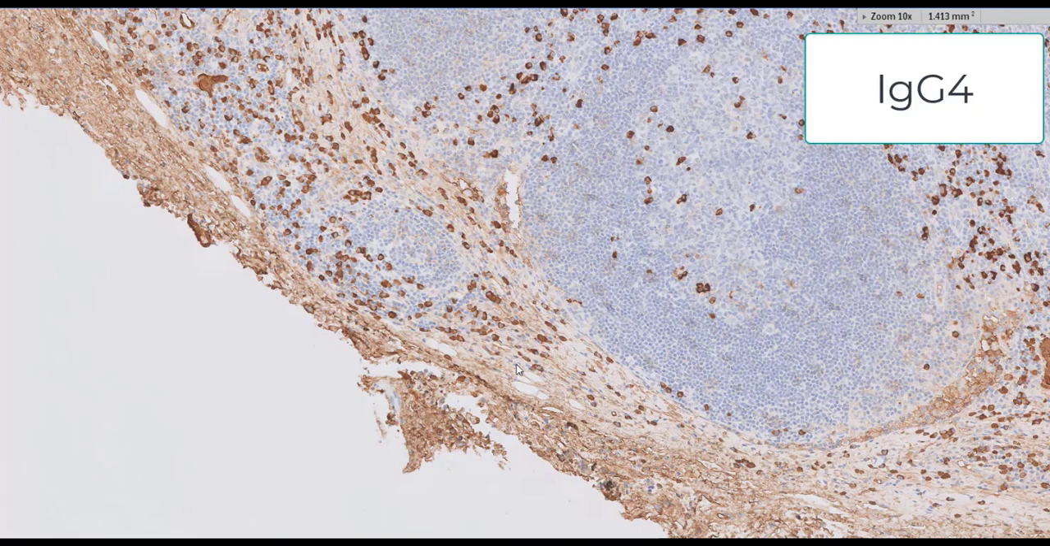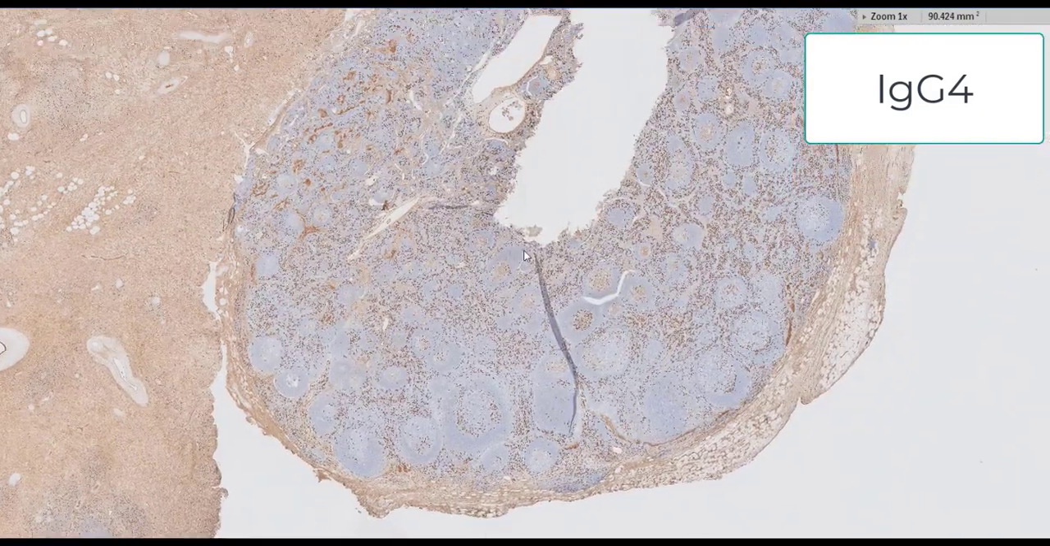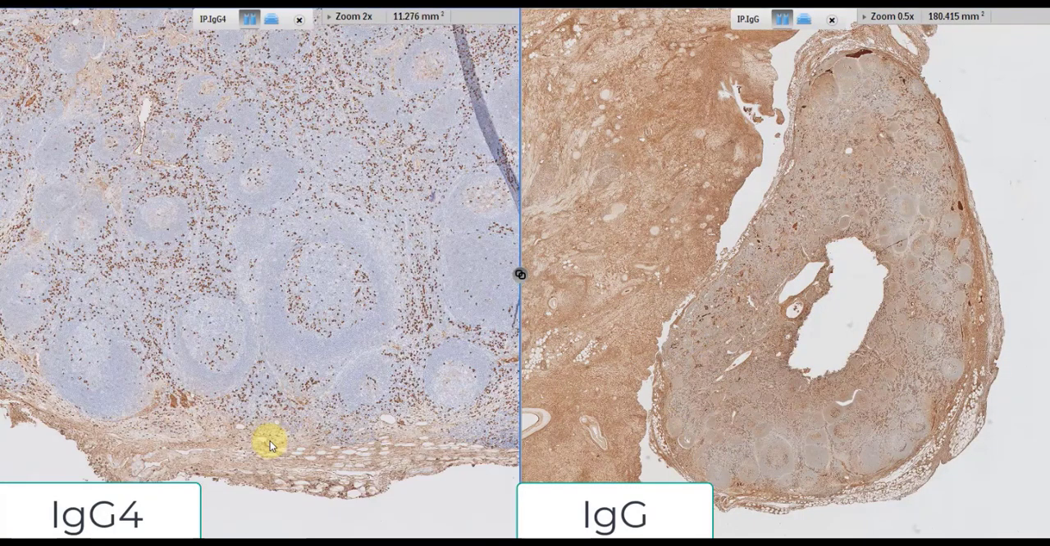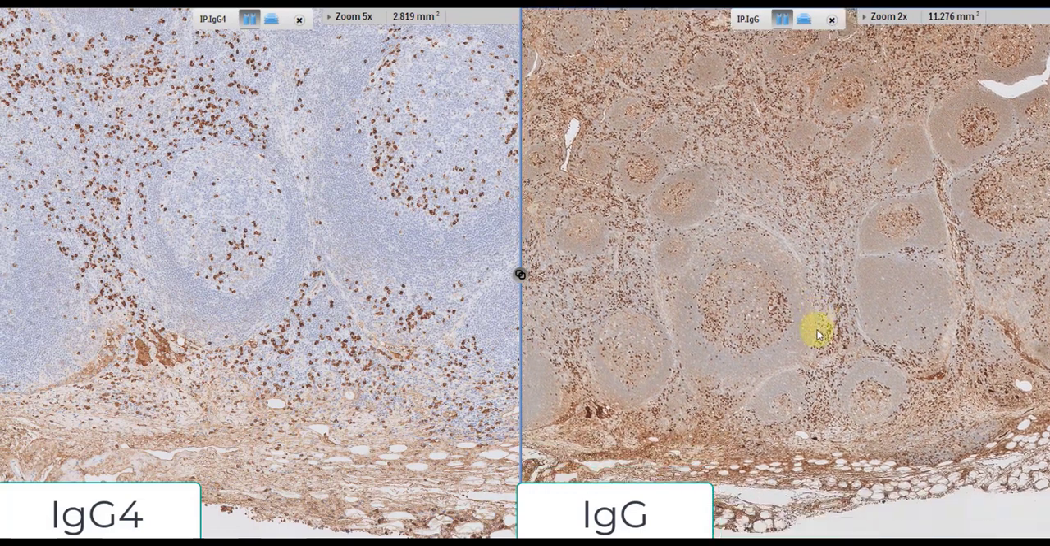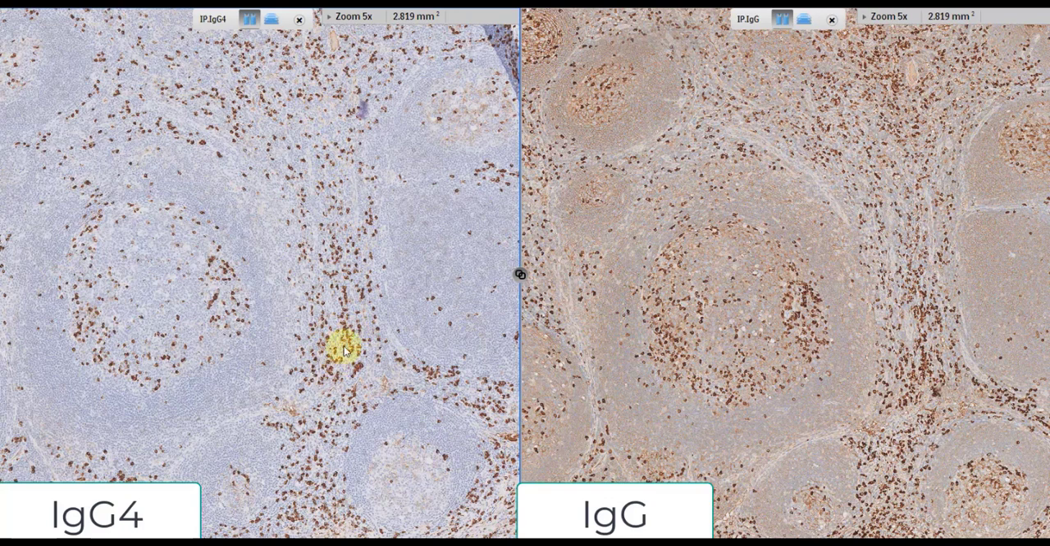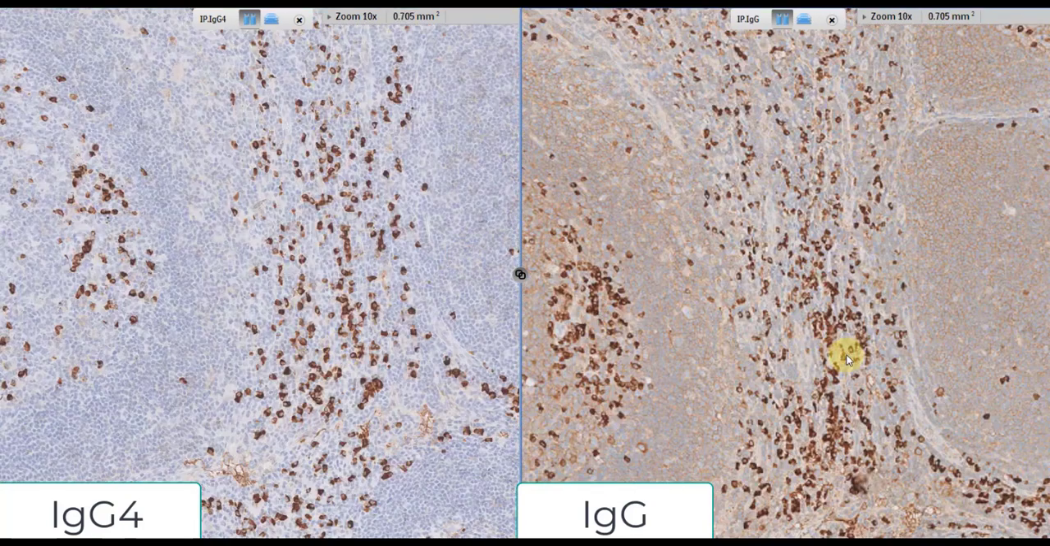So this particular lymph node demonstrated three characteristic features of IgG4-related lymphadenopathy. First, the subcapsular fibrosis with that very cellular infiltrate. Second, IgG4 positive cells between the germinal centers. And three, IgG4 positive cells within that subcapsular sinus. And finally, the elevated IgG4 to IgG ratio within the germinal centers, but more importantly, outside and between the germinal centers. That ratio, take it from me, is greater than 40%.